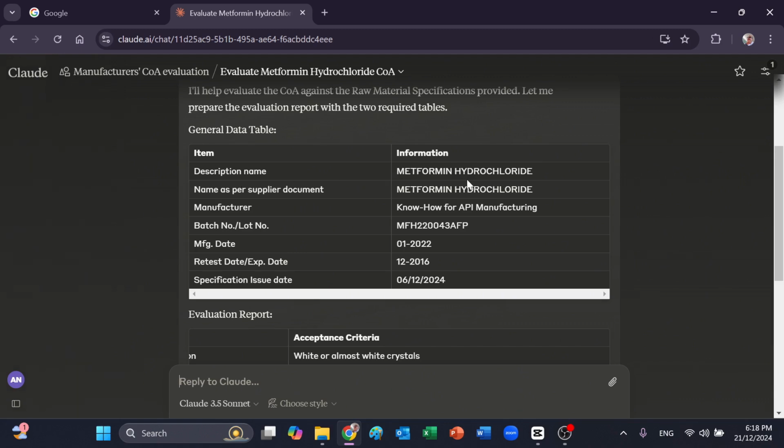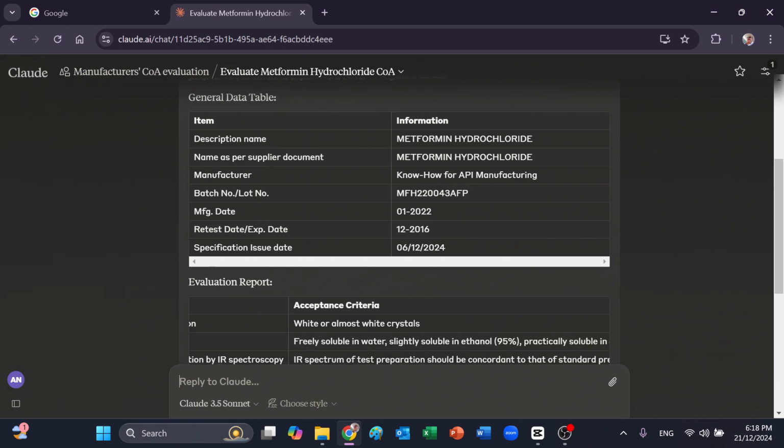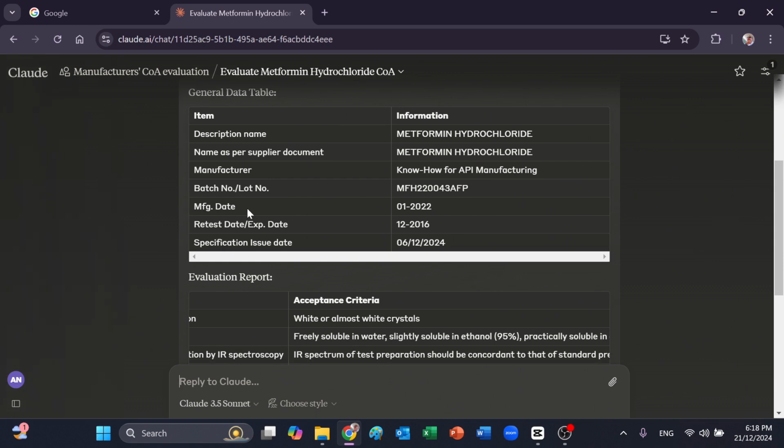Description: name, metformin hydrochloride. Name as per supplier document, metformin hydrochloride. Manufacturer: I put Know-how Academy as a proposed manufacturer. Lot number, which is the lot number I put in, and the manufacture date, January 2022. Retest expiry date, December 2016.